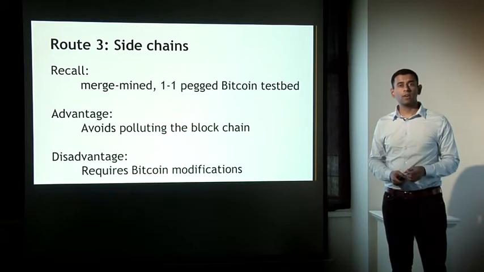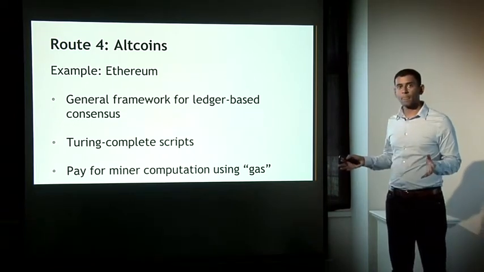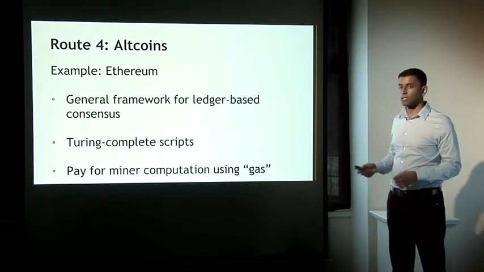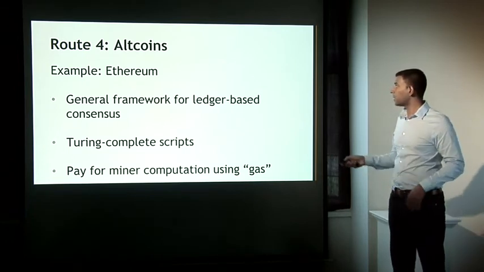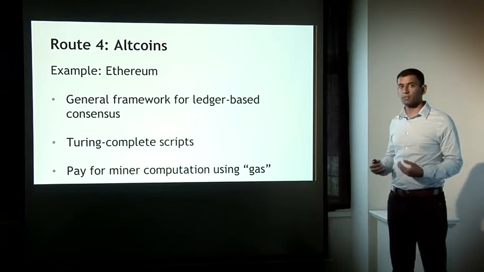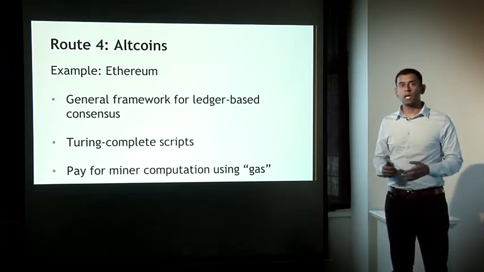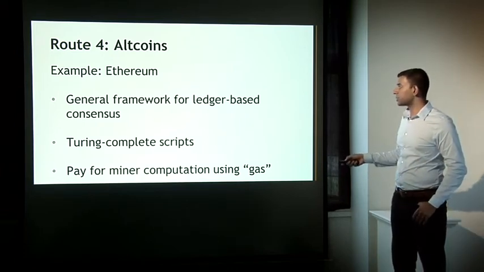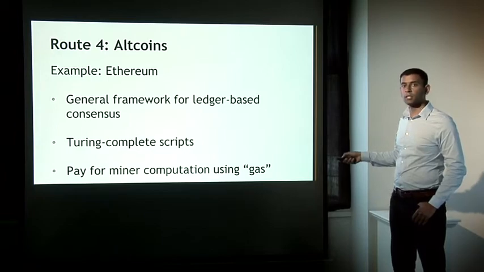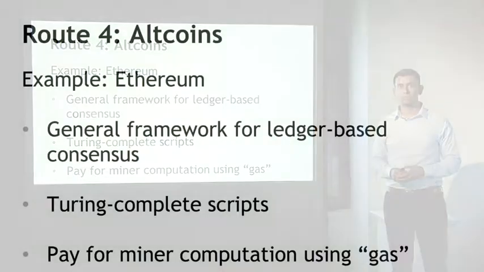So now let's get to the final route for decentralization, which is having a totally separate alternate chain. And the best example of this is Ethereum, which is really intended from the ground up as a platform, as a general framework for this kind of ledger-based consensus, which you can use for all kinds of things, even creating your own currencies. And what Ethereum does, the key feature, is that instead of Bitcoin's limited stack-based scripting language, it provides Turing-complete scripts.